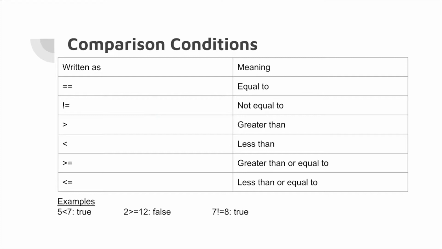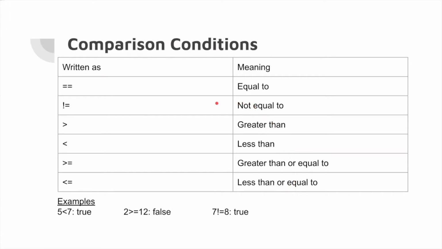In video 3, we started learning about conditions and we also learned about for loops. In this video, you're going to learn more about conditions and also more ways to use them. So here's a recap of video 3. These are all of the comparison conditions. So if you need to review them, then here they are.